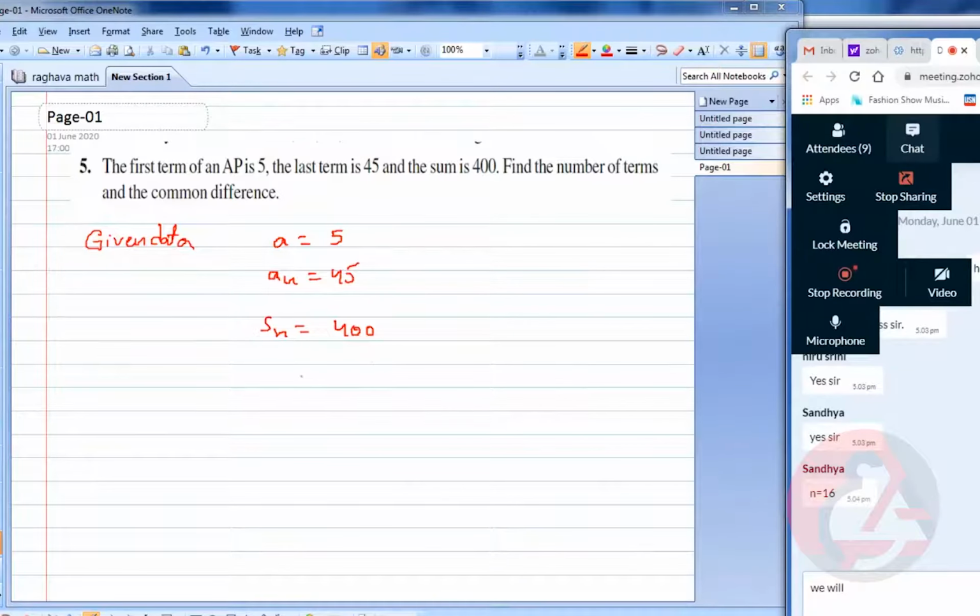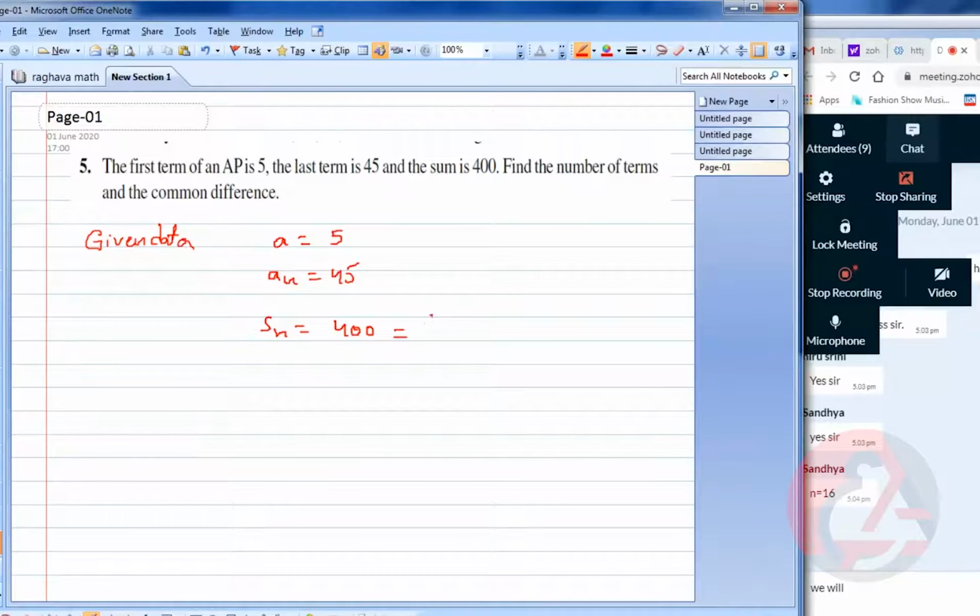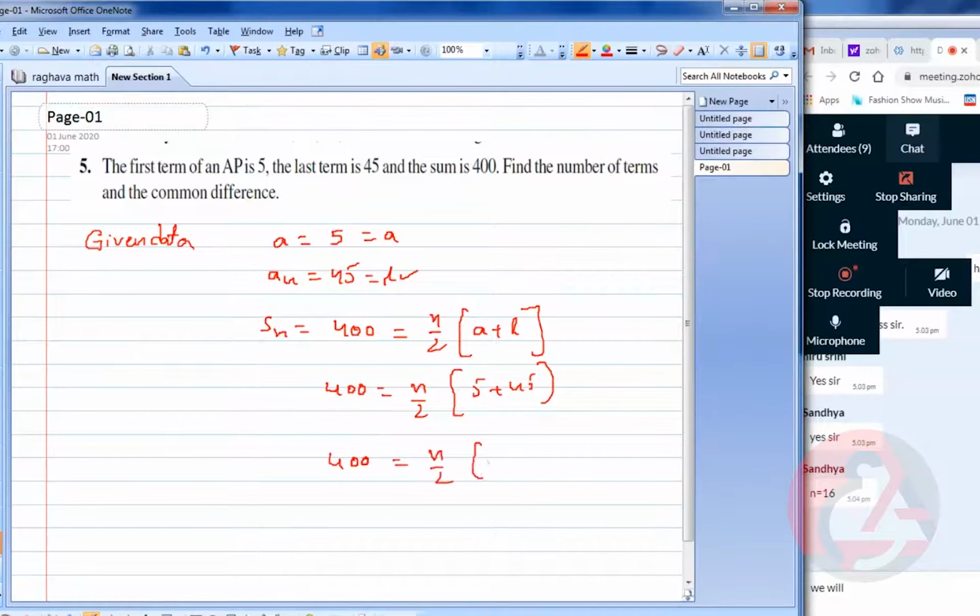So how to find out the N value here first? What is the SN formula? If we know the first and last term, SN is N by 2 into A plus L. This is your first term, this is your last term. So 400 is equal to N by 2 into 5 plus 45, so 400 is equal to N by 2 into 50. So N is equal to 8 into 2, so 16. So the total number of terms is 16.